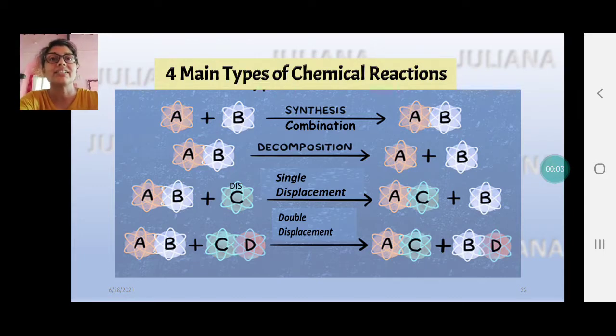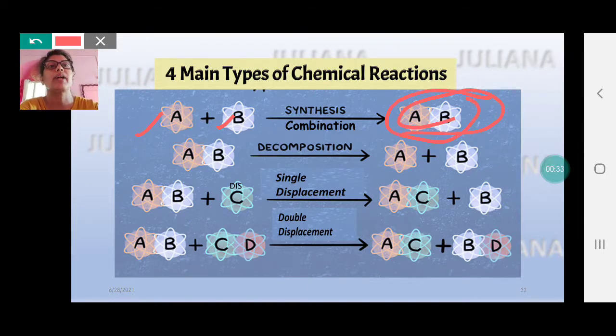Welcome back. This is our sixth video for chapter 3, chemical reactions and equations. After studying how to balance a chemical equation, today we are going to study the four main types of chemical reactions. As you see in this picture here, we have two reactants A and B. In the end, after the reaction, we get only one product AB combined together. So this is a combination reaction where two reactants give you just one product. It is also called a synthesis or combination reaction.